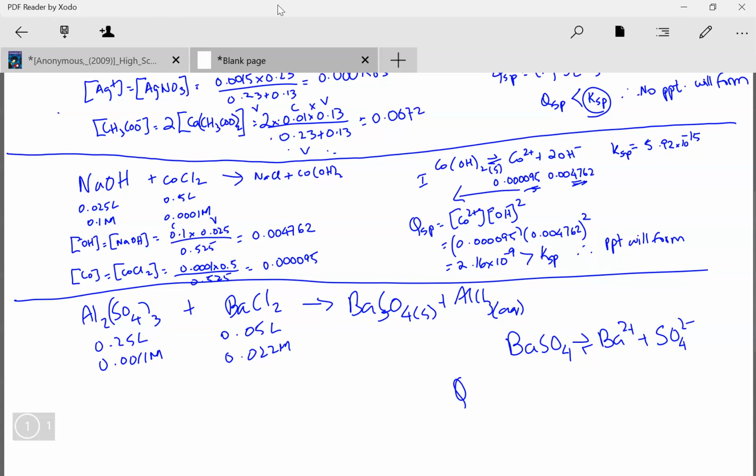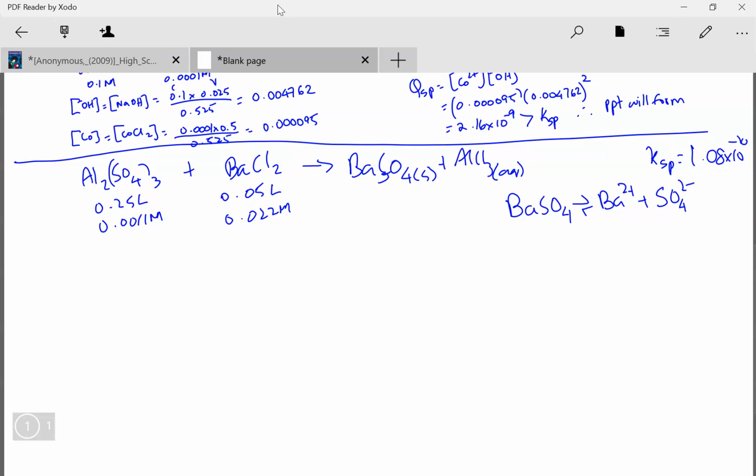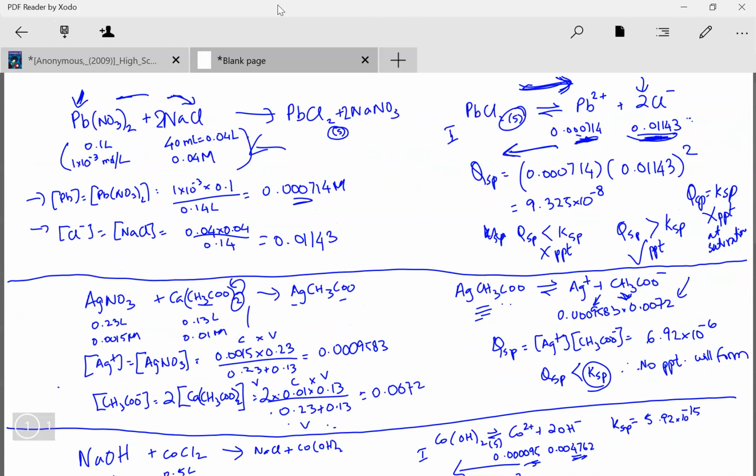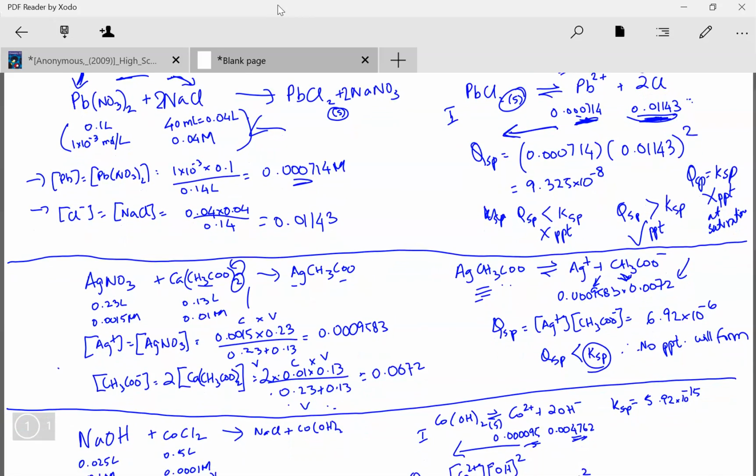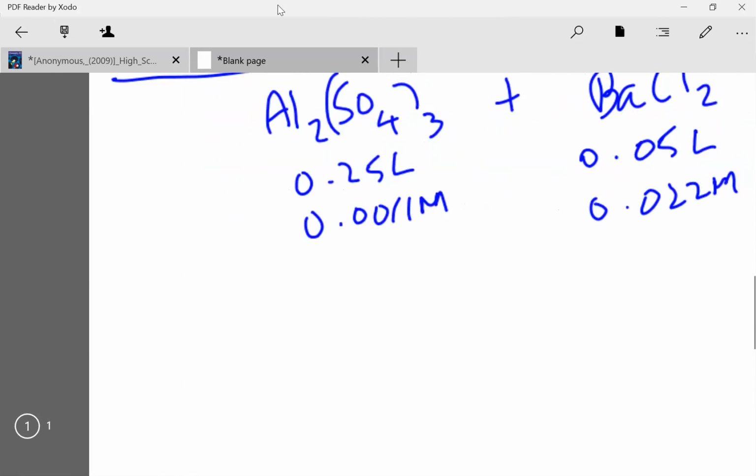QSP, well, let's not hurry. I do know, though, my KSP for this expression is going to be equal to, where is it? I just had it. No, 1.08 times 10 to the negative 10. Interesting. I'd like to guess whether this actually forms a precipitate or not. What do we have so far? Will form, yes precipitate, no precipitate, yes precipitate. Let's see if the textbook follows a pattern. I'm going to guess no precipitate, and we'll see.